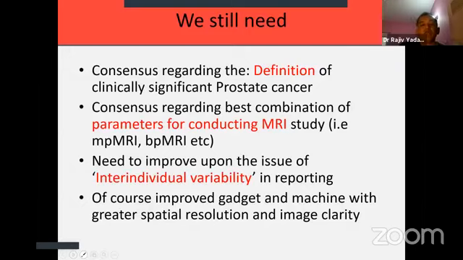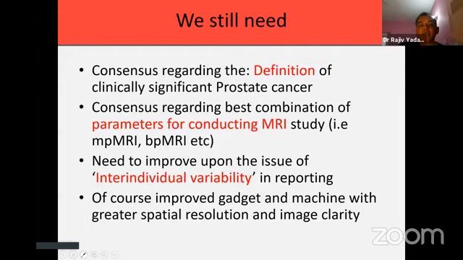And I will come to that, where you can just order a non-contrast MRI and it will serve the same purpose as a contrast MRI. All the advantages of decreasing the scan time, thereby making it comfortable for the patient, making it more cost-effective, avoiding all the potential side effects of contrast in some of the patients. Then what we need to improve is the issue of inter-individual variability in reporting.